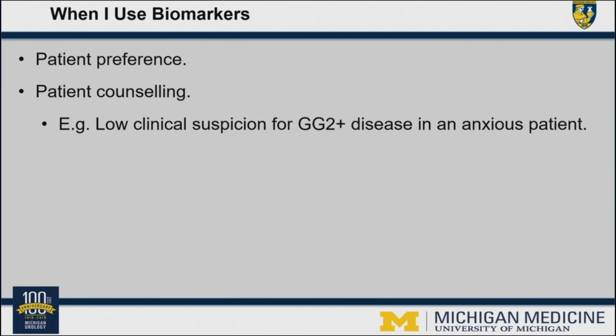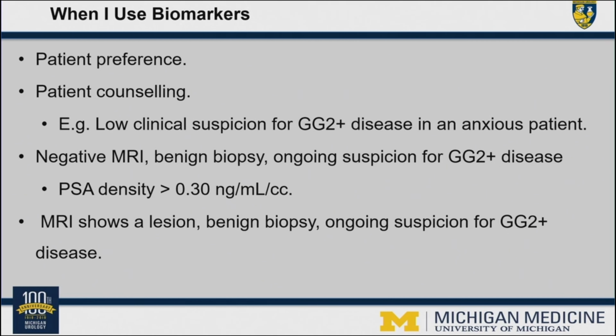Or a patient with a negative MRI, negative biopsy, but high PSA density, where I still have suspicion for high-grade prostate cancer, I use the biomarker. Or a patient has an MRI lesion, you do a biopsy and it's benign, but you're still suspicious for high-grade prostate cancer, I use a biomarker to decide whether to repeat the biopsy or not.